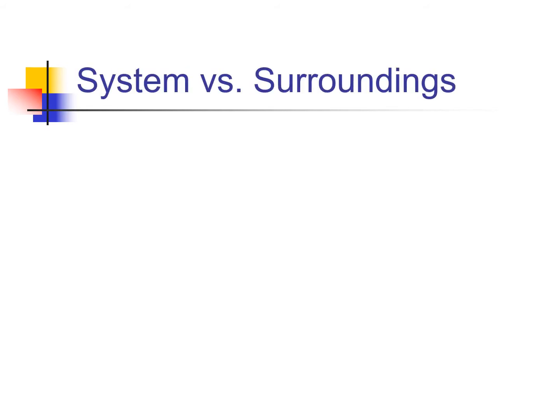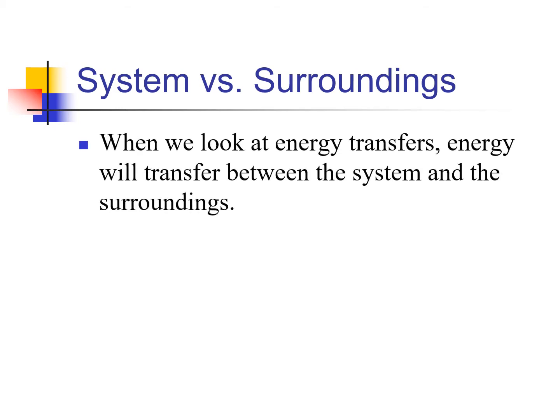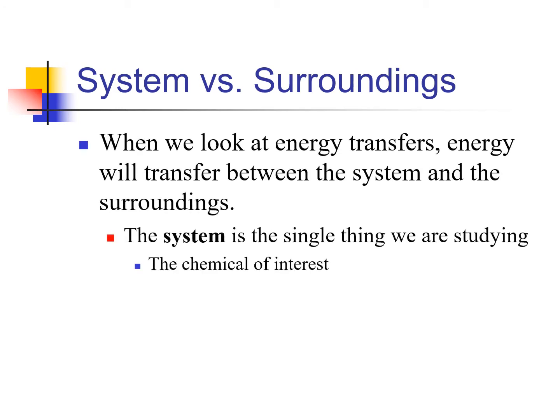Now, to talk heat, we need to talk system and surroundings. So, the system is the single thing we are studying. It can be as small or as large as we want. In chemistry, it's generally going to be either the chemical we're talking about or the reactants and products involved in the reaction. The surroundings are everything else.